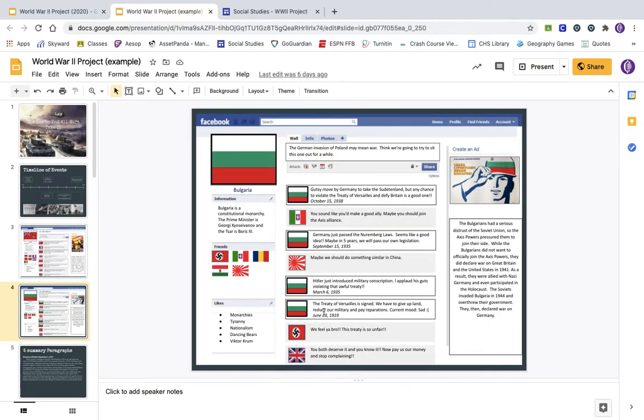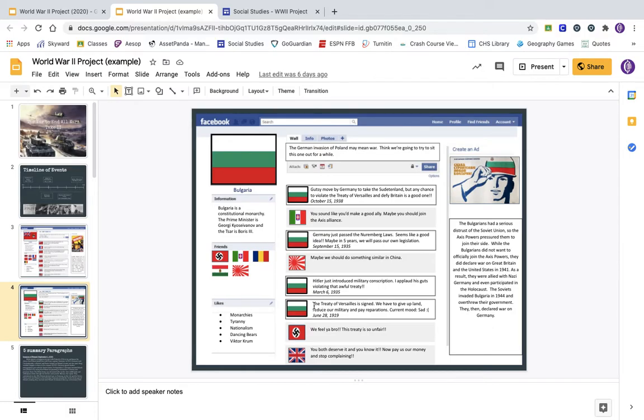The ones that happen first go on the bottom, just like Facebook works, and then what happens next goes above that, and then above that, and then this one up here, we're pretending this is as if what Bulgaria's Facebook page would look like on September 1st, 1939, because that's when the invasion of Poland happened, and it's like the official start of World War II. So you would just react however that country would react to that event.